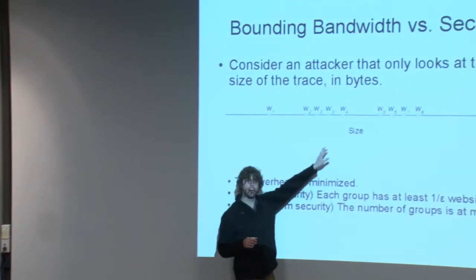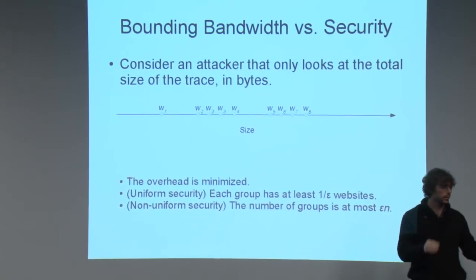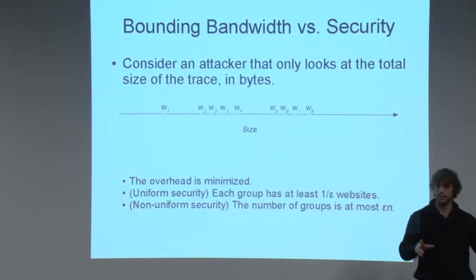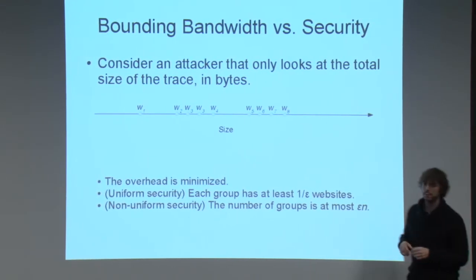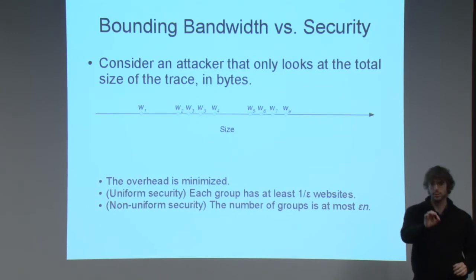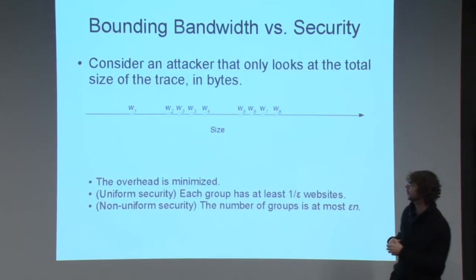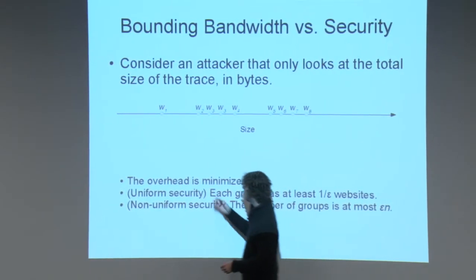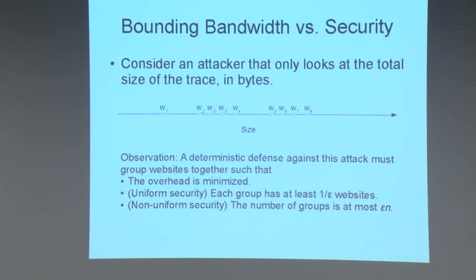Suppose we have a set of websites, and we're going to just suppose that every website has a fixed size. Every time you load it, it's the exact same amount of data, every time. And we're also going to assume that a defense is deterministic. For a website of a particular size, the defense will always transmit a certain fixed amount of data when you load that website. That looks like this. That's how it should look.